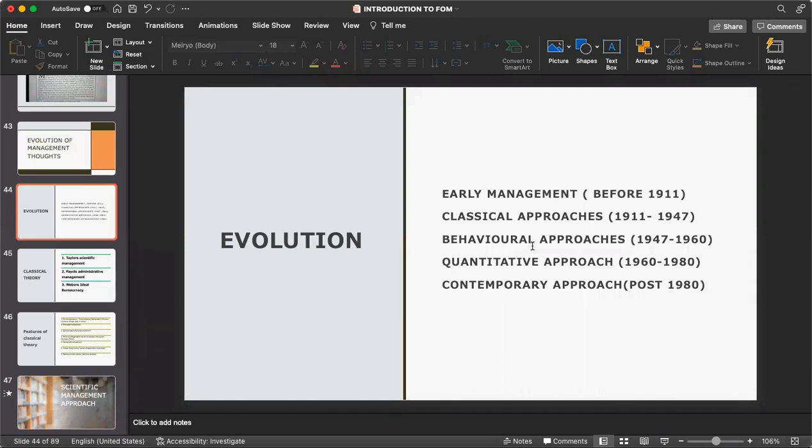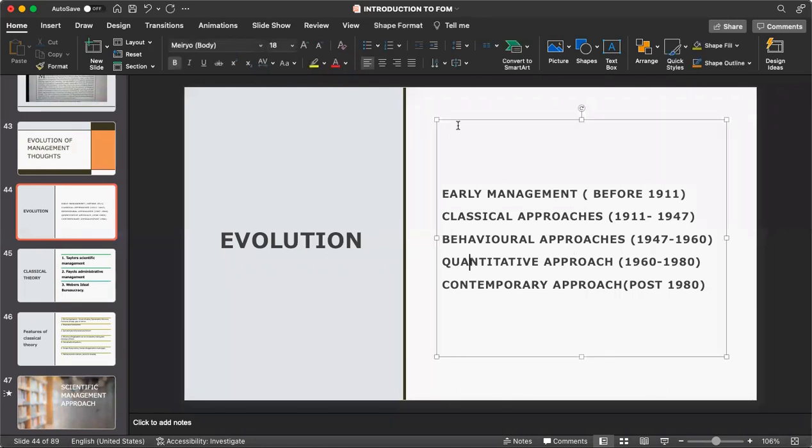Then we have the quantitative approach. Quantitative approach is basically based on total quality management, charts management, and statistical analysis. This will come under quantitative approach only.